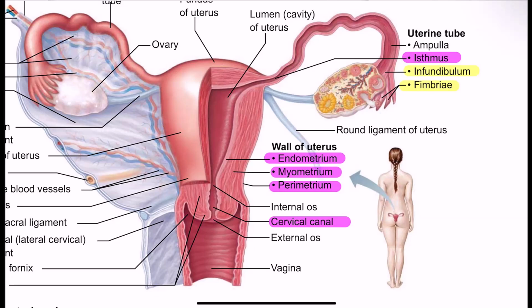And that external one is usually covered by a viscous mucus to help seal off the uterus from bacteria and make sure that stuff can't get in there. But the mucus of the cervix becomes a lot less viscous during mid-cycle, and that's what helps allow sperm to pass through.